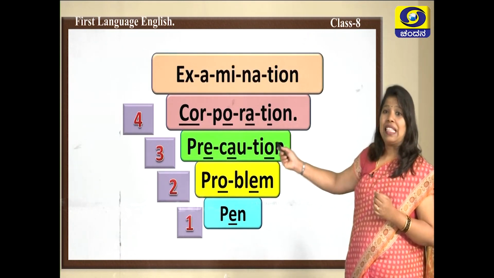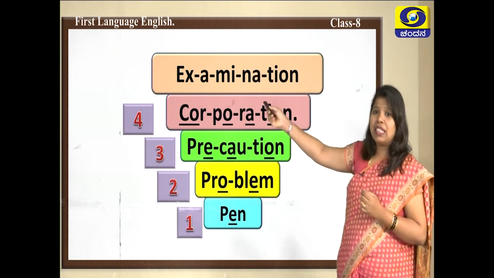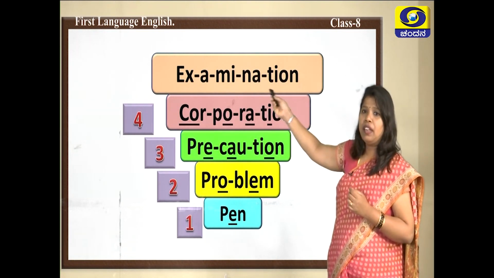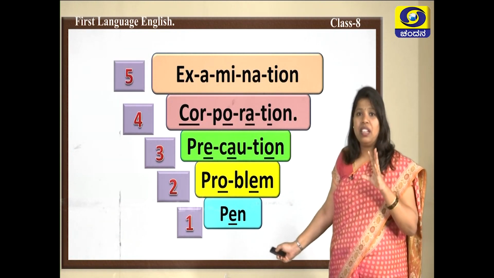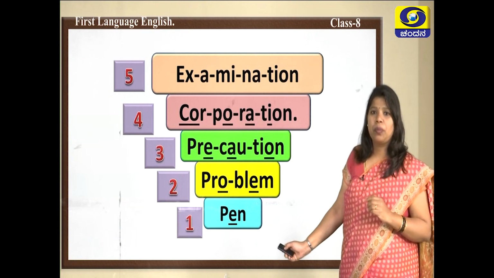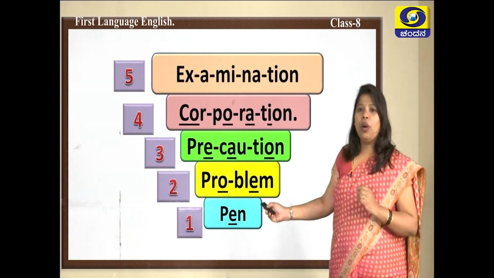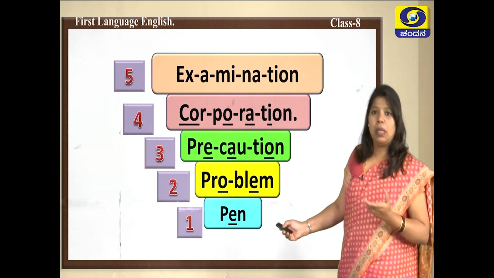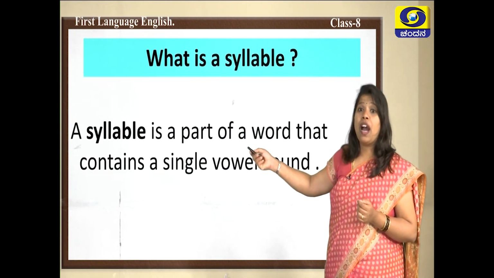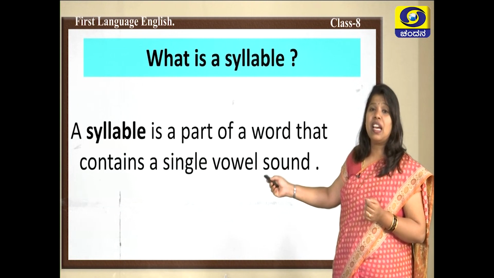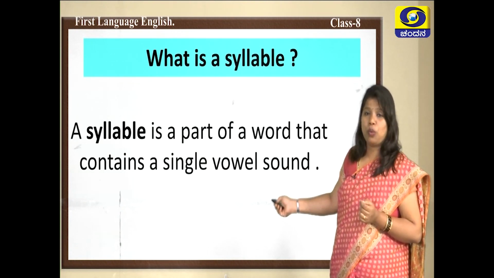Now, examination. How many vowel sounds did you hear? Yes, you have heard five vowel sounds. So, every word is divided into syllables. Now, what is a syllable then? A syllable is a part of a word that contains a single vowel sound.